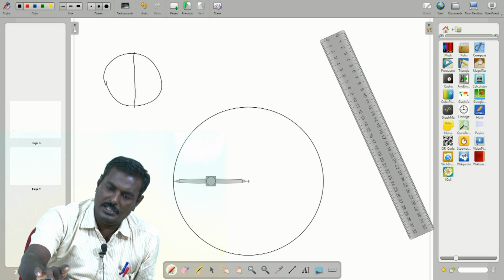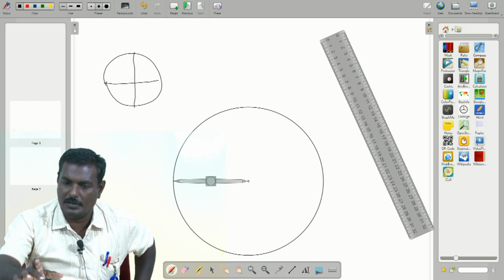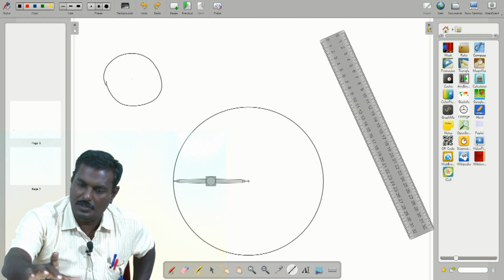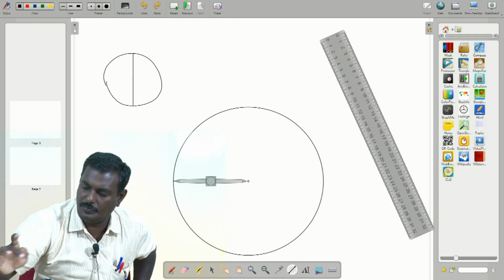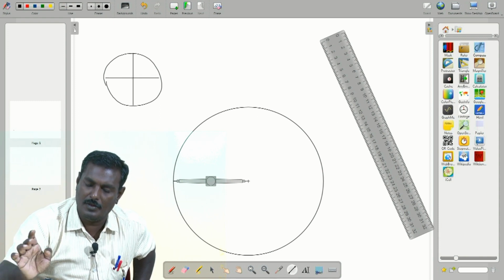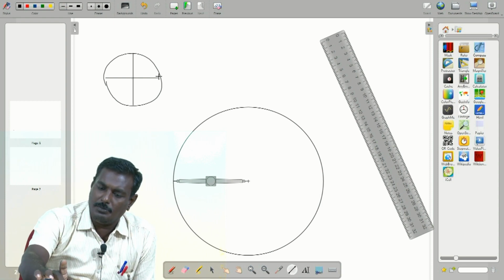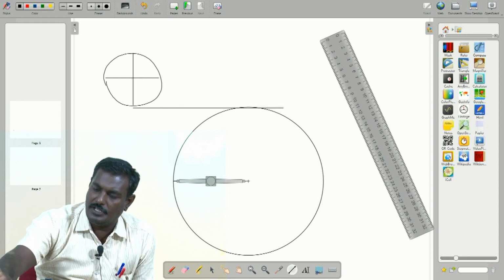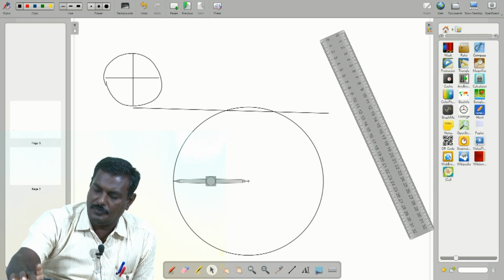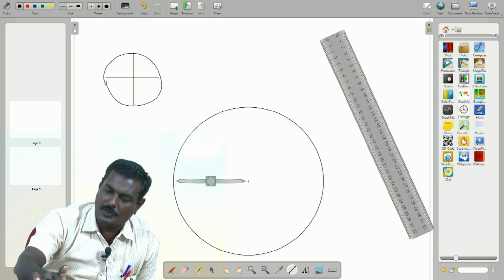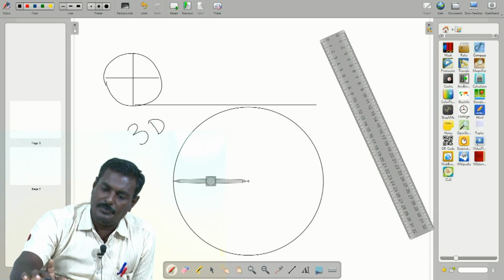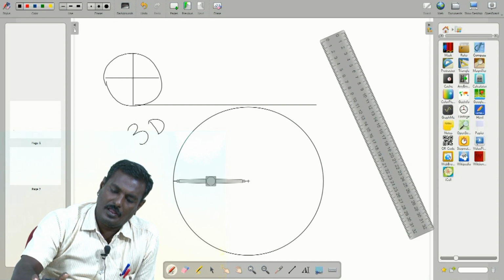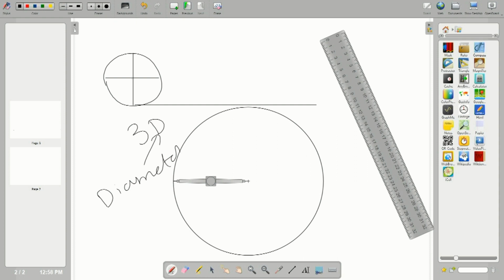From the center draw a vertical line and a horizontal line. From the bottom of the vertical line you have to draw a straight line. Its measurement is 3D, where D is the diameter, three times the diameter of the taken circle. So that is the length of this line.